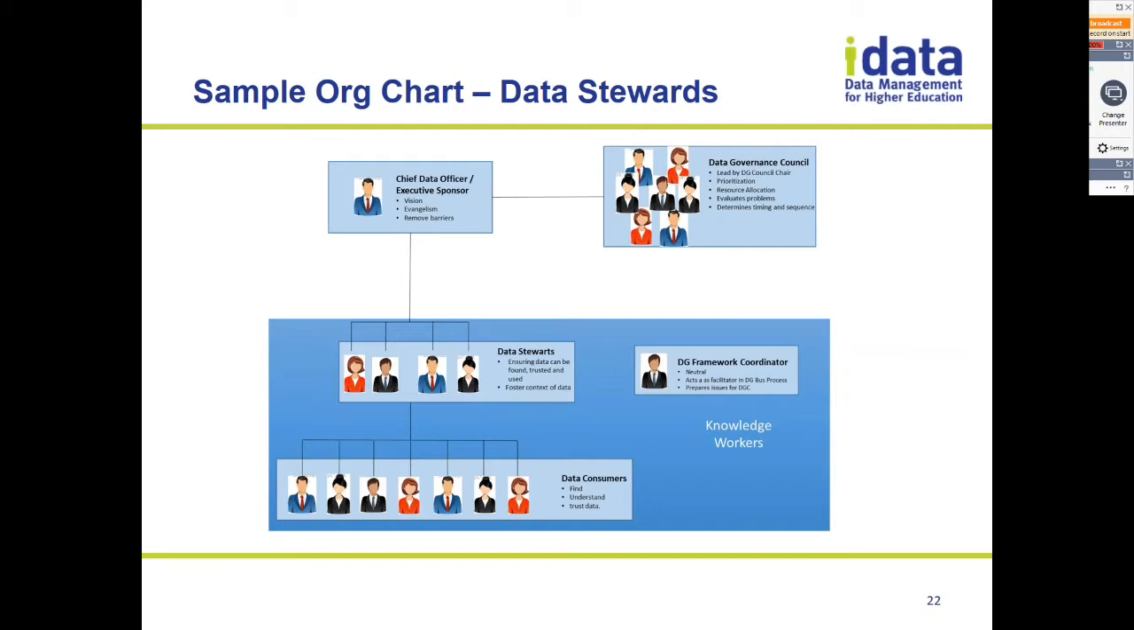The framework coordinator can also facilitate that interaction between the data stewards and the level above. Again, just helping to systematically frame issues so that the groups can more quickly focus on the issues and the resolution of them.